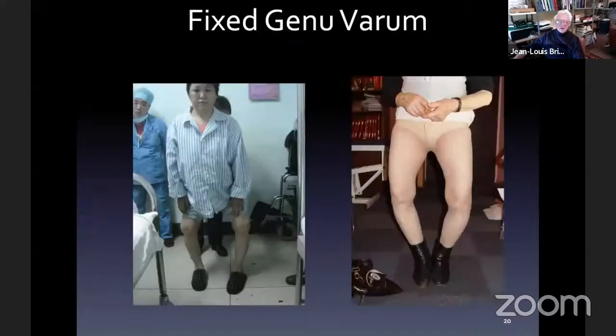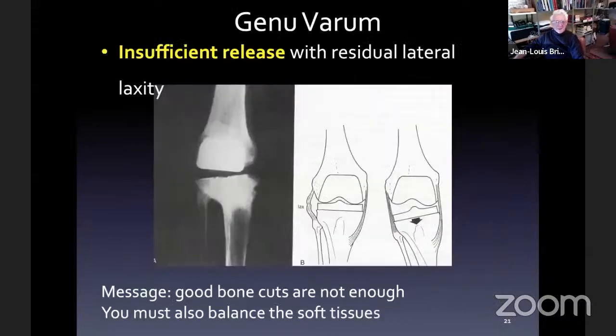Next. Okay, fixed varus. Next. Okay, insufficient release with residual lateral laxity. Well, we know that bone cuts are not enough, and we can see here. Next.